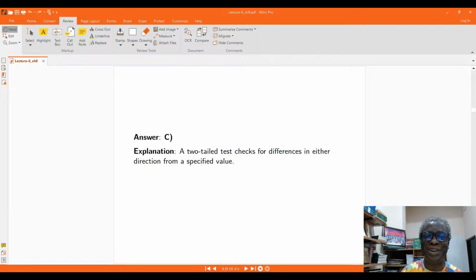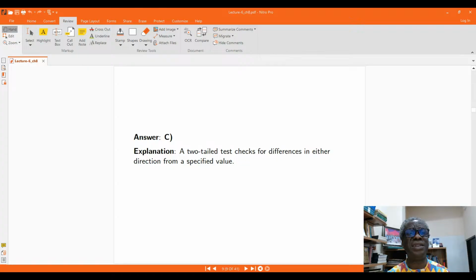Well, you are correct. A two-tailed test checks for differences in either direction from a specified value. So when you say it's greater, it is directional. When you say it's less, it's directional. But in a two-tailed test, it could be either way, whether greater or less. So it's directionless, so to say.